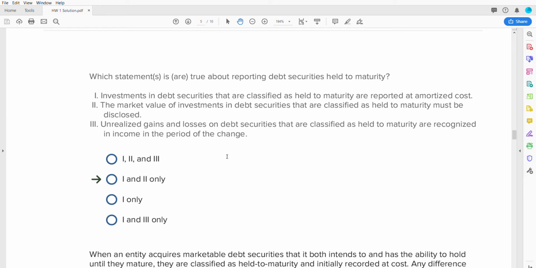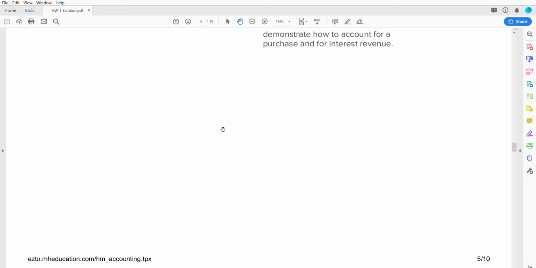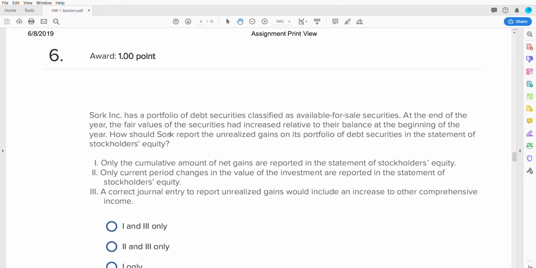Which statements are true about reporting debt securities held to maturity? It's reported at amortized cost, as we discussed, which means using the premium or discount and amortizing that. And it means that the market value must be disclosed in the notes, right? So unrealized gains and losses are not recognized in income. If it's held to maturity, no recognition of income occurs.